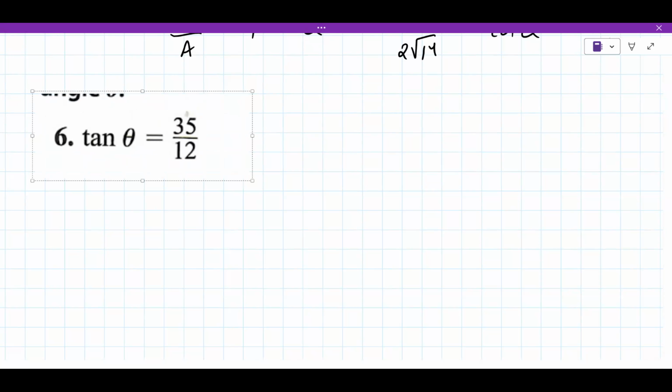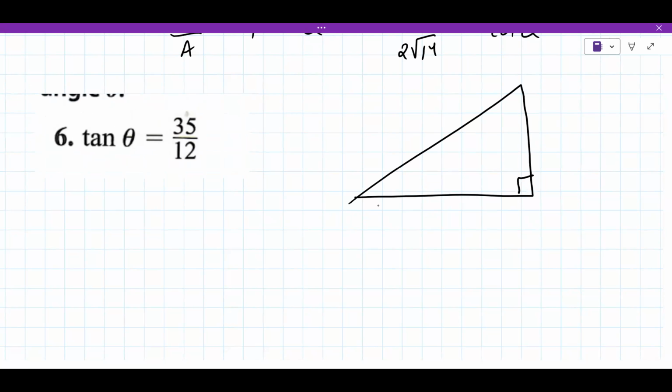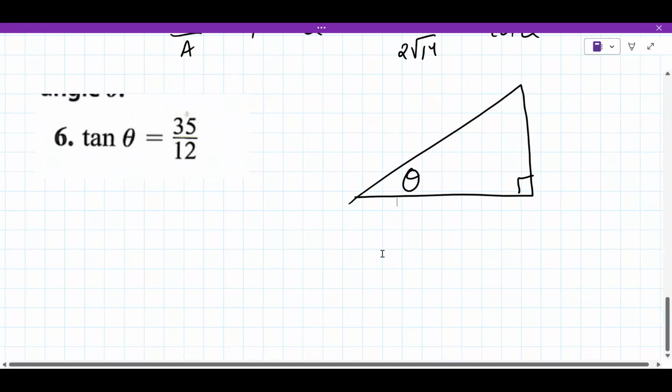All right, let's take a look at number 6 here. To do number 6, we need to draw a triangle. I'm arbitrarily choosing this triangle and putting the angle there. This is just my choice. You could draw it differently, but this is kind of a standard. You either draw it where the right angle's there or on the other side.